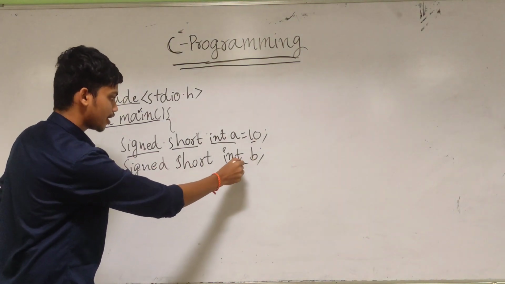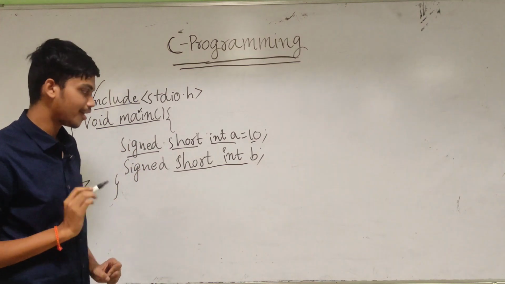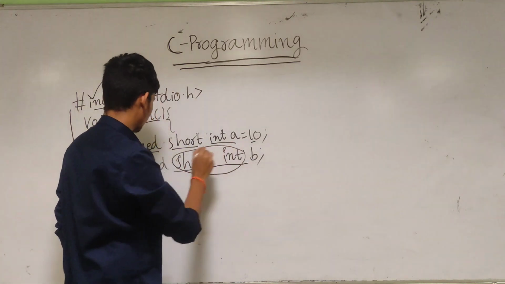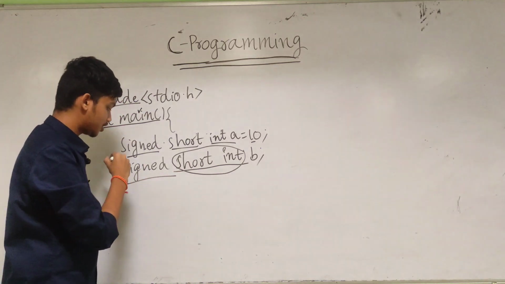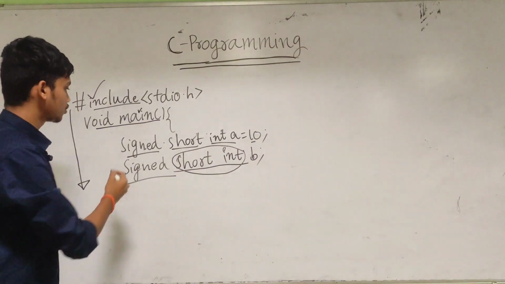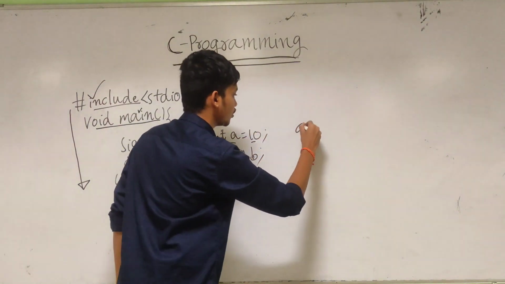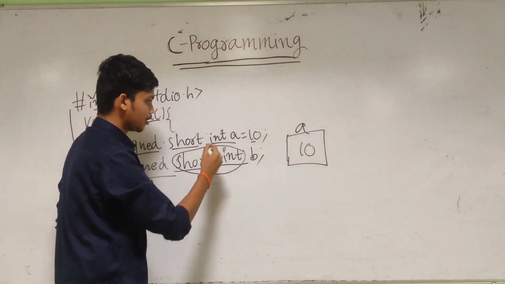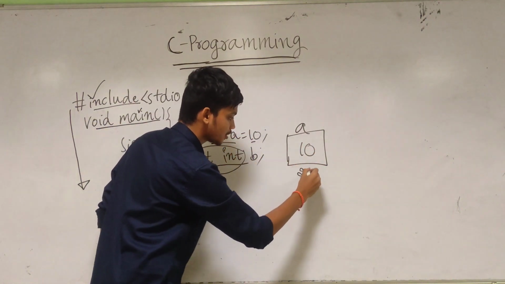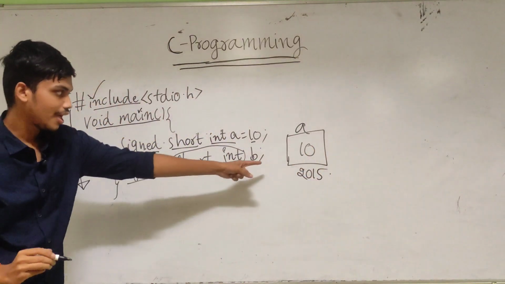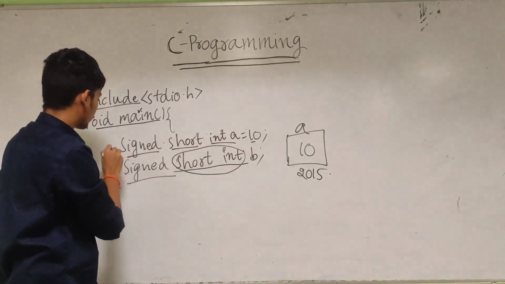Is this valid? Signed short int b? Yes, it is valid because short int is a predefined data type within int and signed is the default for b. And when it executes, what will happen? a is an identifier. Inside a, 10 will be stored. For this, an address will be assigned. Let us say that address will be 2015. This will happen when this step executes.